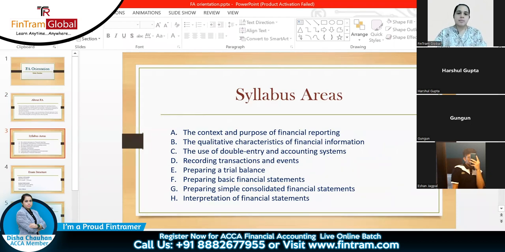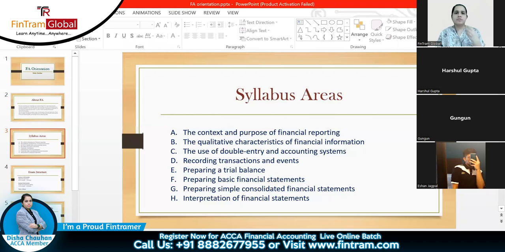First syllabus area is about the context and the purpose of financial reporting. So here, basically, you understand what exactly is financial reporting. What are the various users? Basically, kisko zarurat hoti hai? Stakeholders jo hain, kaun kaun hain? Kinko chahiye wo information company ke baare mein ki bhai company kaisa perform kar rahi hai? Ek elements kya honge aapke financial report ke? Aur jo aapka regulatory framework jo hai, wo exactly kya hai? Usme kya kya aa jata hai?